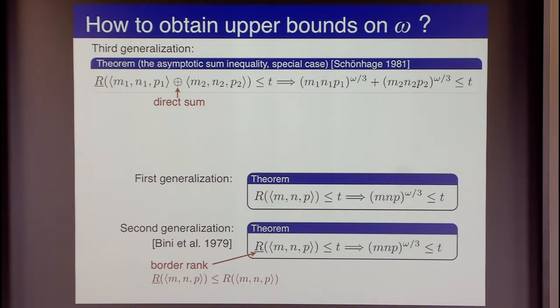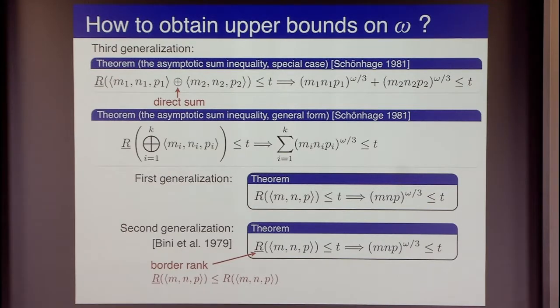Okay, and the third generalization is the third approach in the previous talk. It's the asymptotic sum inequality. So if you can show an upper bound on the rank of a direct sum of two matrix products, then you obtain an inequality involving omega, and so this gives you another way to obtain an upper bound on omega, and you can generalize it with a direct sum of more than two terms. This is called the asymptotic sum inequality, and we will use it a lot in this talk.